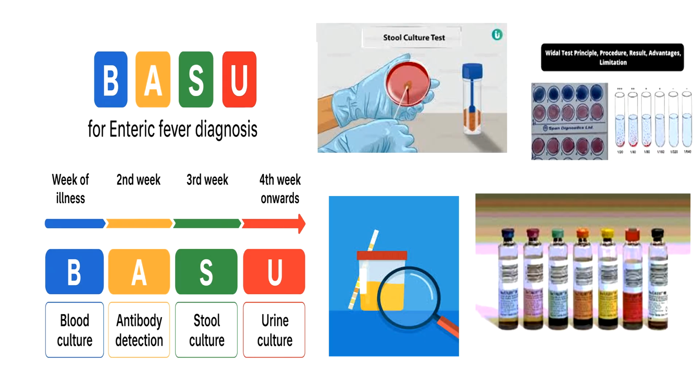The most important thing for the diagnosis of typhoid fever is BASU. The BASU stands for: in the first week of fever, you have to do a blood culture. In the second week of fever, you have to do antibody detection. In the third week of fever, stool culture, and in the fourth week of fever, urine culture.